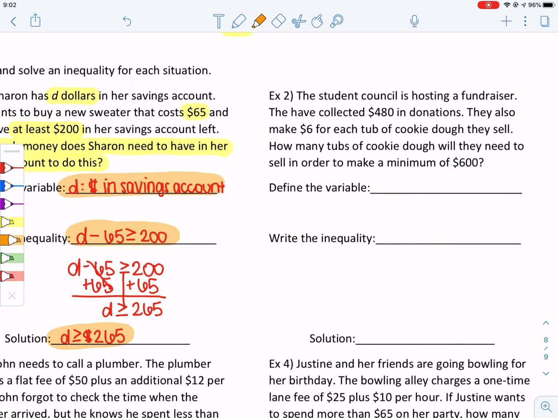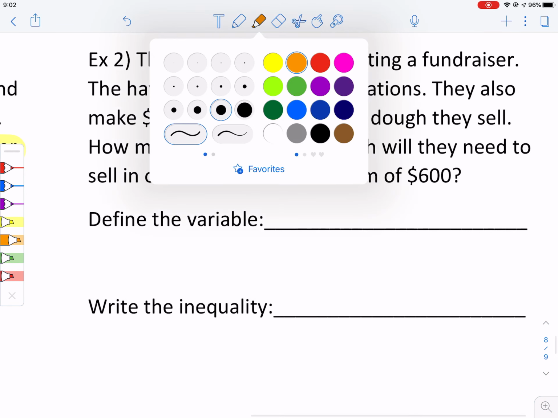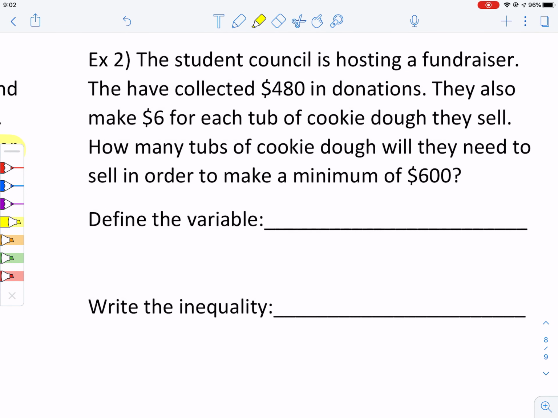Okay, let's try another one. So number 2, the student council is hosting a fundraiser. They have collected $480 in donations, and then they also make $6 for each tub of cookie dough they sell. How many tubs of cookie dough will they need to sell in order to make a minimum of $600?